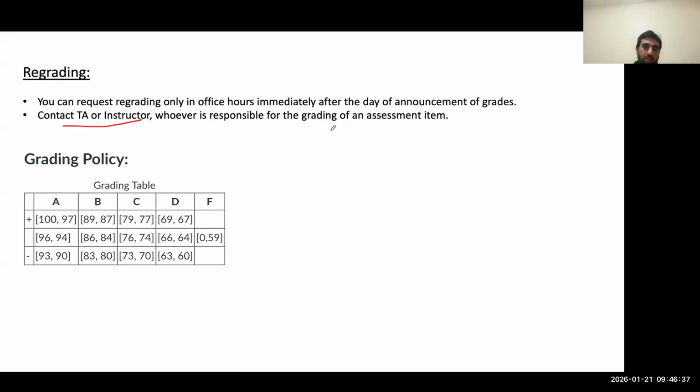Grading policy: letter grades will be awarded according to the percentage which you will earn, like how many points you earned out of 100, right? And here the grade distribution is shown. For example, if your absolute scores are from 97 to 100, you will get A plus.